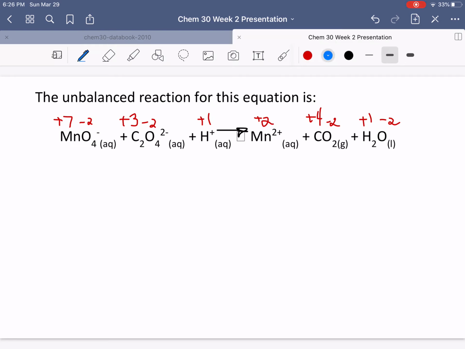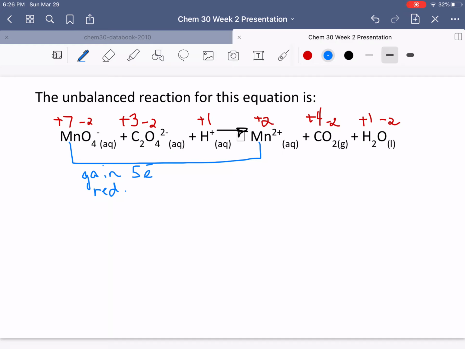Checking out what's happening here, look for numbers that change. Manganese is going from a +7 to a +2. It's going from a higher number to a lower, which means it is gaining electrons. How many electrons does it gain? Well, from +7 to +2, it's going to gain 5 electrons. In other words, this is a reduction reaction.